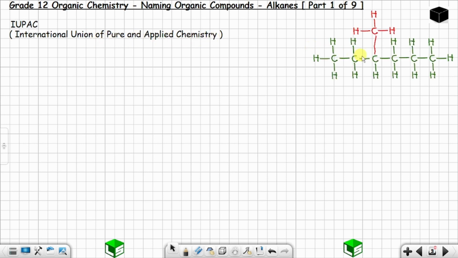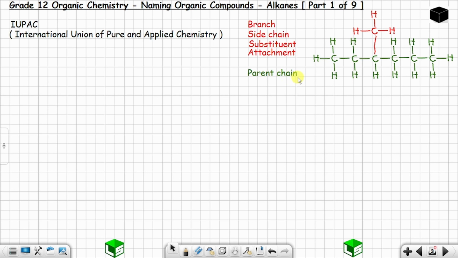To name an organic compound like this one, you need to first identify the longest chain. The red part, which is the shortest, is known as a branch. It can also be called a side chain or a substituent or an attachment. So you can call this a branch or a side chain or a substituent or an attachment. And now the longest part, which is in green, is known as the parent chain.